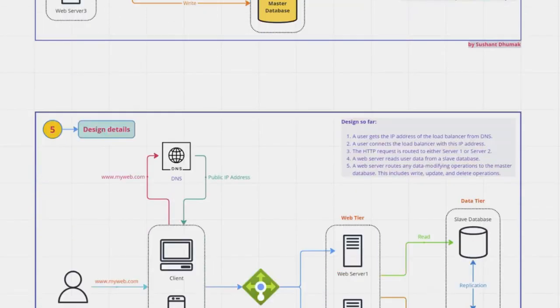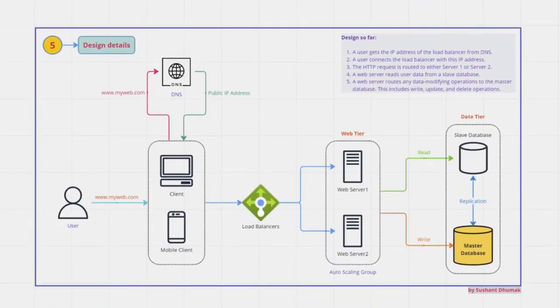Moving on to how the overall design looks now. I'm just repeating: the user is accessing through the client myweb.com. It will go to DNS. DNS will send you the public IP address of the load balancer. The load balancer will send the request to your web tier, having multiple web servers under an autoscaling group. If there is a read request, the web servers will send that request to the slave database. If there is a write, update, or insertion request, that will go to the master database. And there will be continuous replication happening between the slave and master databases. So this will be your web tier and data tier. All right.